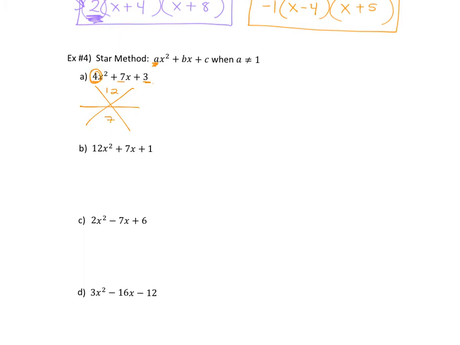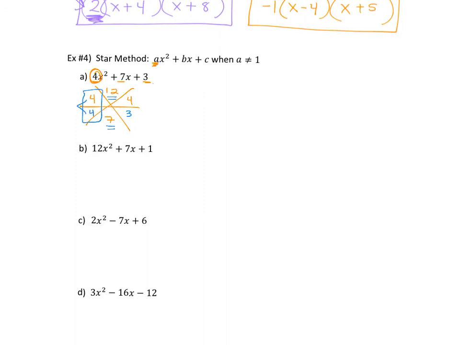And now this is my a term, so that's going to go here and here. Now you ask yourself the question, what can I multiply to get 12 that I can add to get 7? Well, if I multiply 4 and 3, I get 12. If I add them, I get 7. Now here's where it's a little bit different. Think of this kind of like a fraction, right? 4x plus 4. Well, we can reduce that fraction. We want to reduce that fraction.